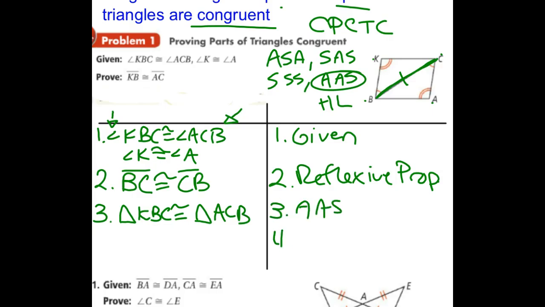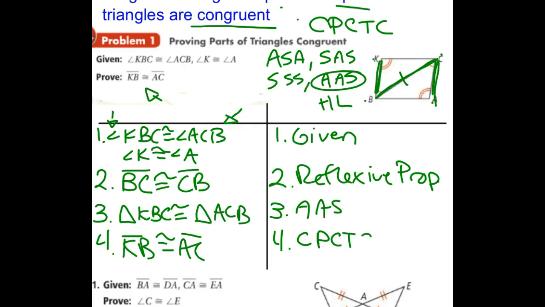And so, remember the whole goal of this was to prove that KB and AC are congruent, so to show that this side here is congruent to that side. Well, we can now say that they are. KB is congruent to AC, and that's due to our CPCTC up there at the top. CPCTC.